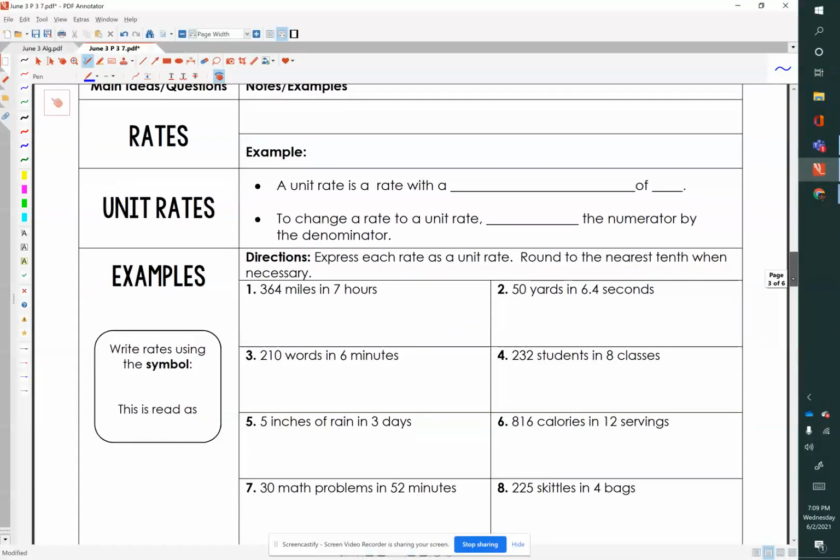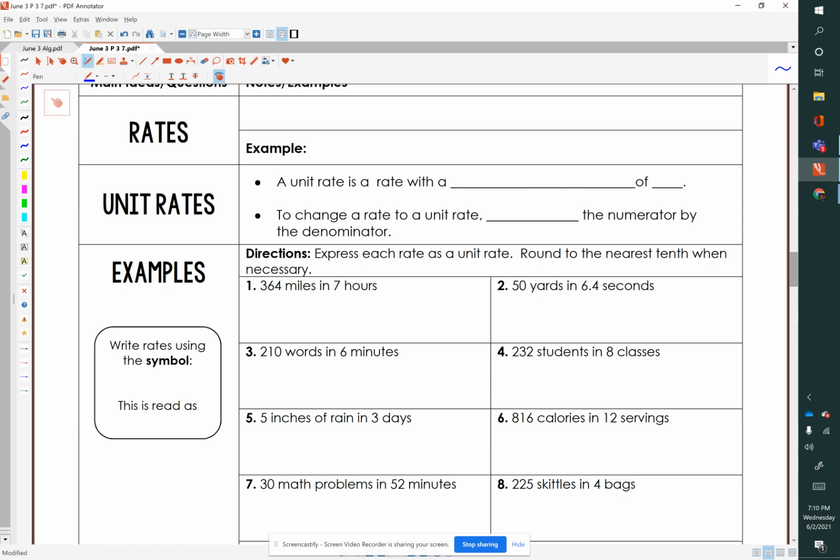Okay, so we're going to talk about unit rates. A rate is a ratio that compares two different quantities. As an example, we could say maybe you were on your bike and you rode 10 miles in 4 hours.